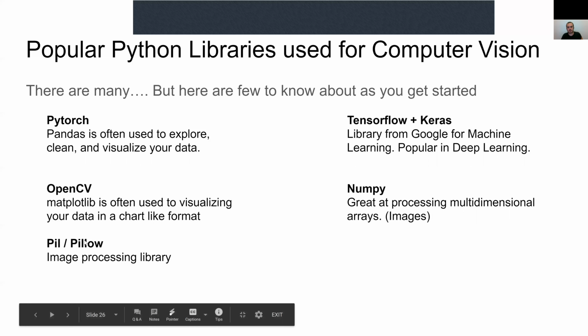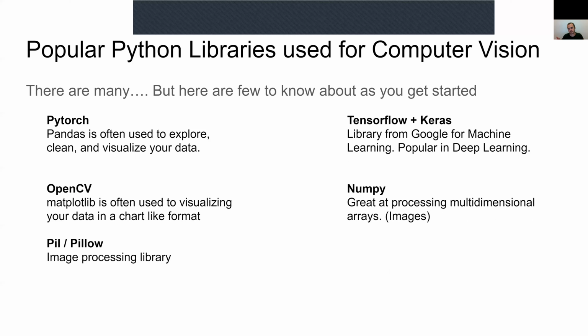And then Pill or Pillow is another image processing library. Sometimes you'll see people use it over OpenCV, or sometimes you'll see them both used because one might have a feature the other one doesn't have.